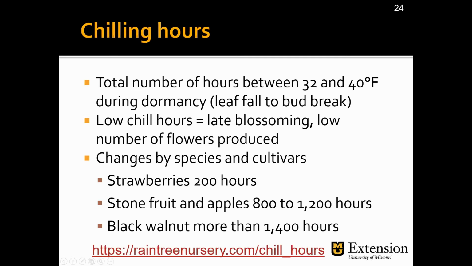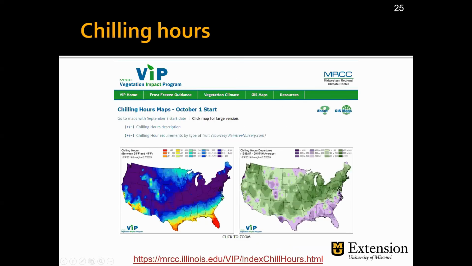How do I know how many chill hours I get in my location? I'm going to drop another link in the chat. This is a tool where you can look at a map of the chilling hours that you got last year, or the last season. You can also get an average from 1986 until 2016. The averages are going to be lower because you'll have warmer years and colder years, so I like to look at how the last year looked.